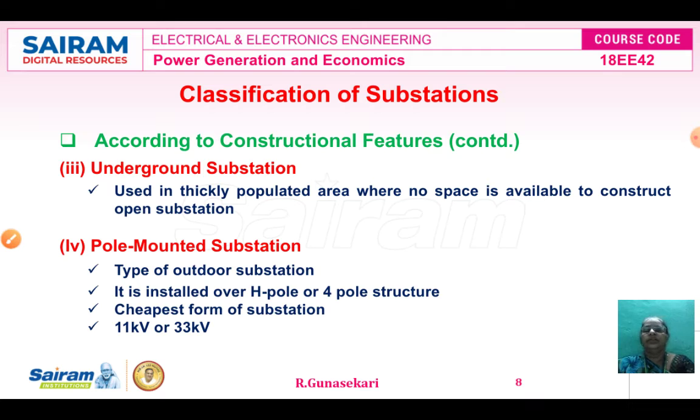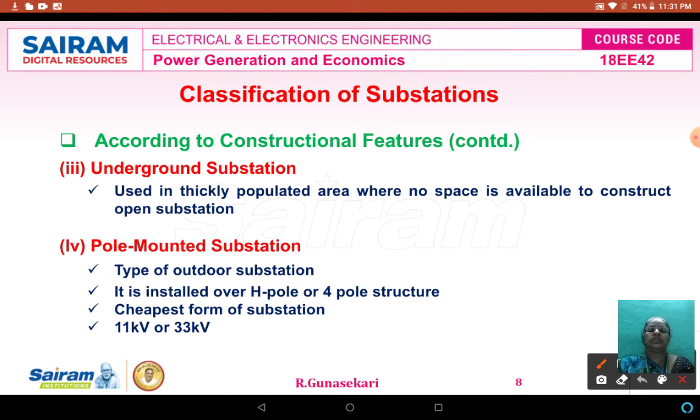Then next type of substation under constructional features, underground substation. The underground substation is used in thickly populated areas. That means where no space is available, at that time only we can use the underground substation. That means where no space is available to construct the open substation, indoor or outdoor, under this situation we can construct the underground substation.